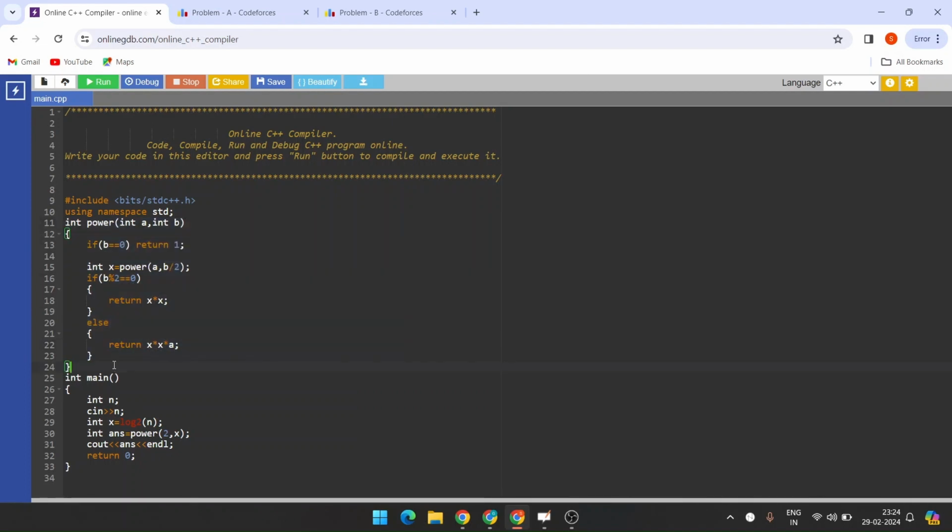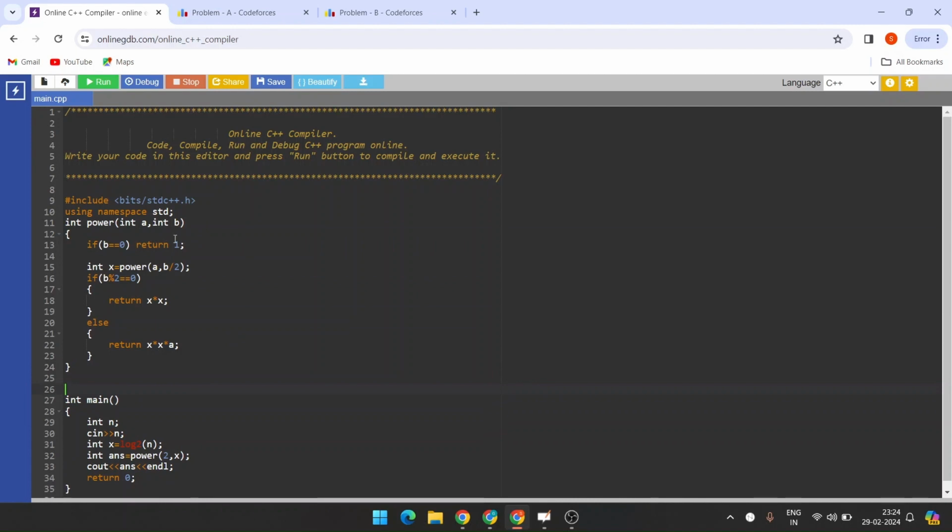If you have not understood this function, you can see online articles. There are lots of articles. Here we are just doing a recursive function which works in logarithmic time. If b is divisible by 2, we do x into x, and if it's not, it's x into x into a.